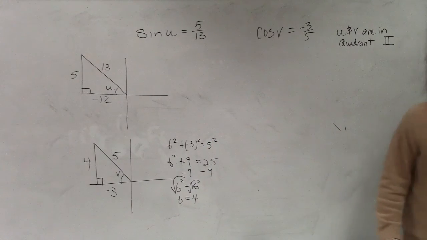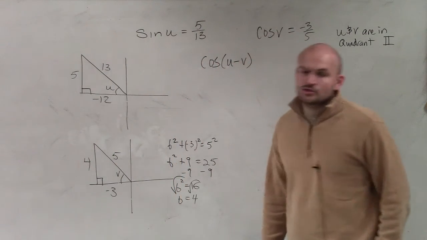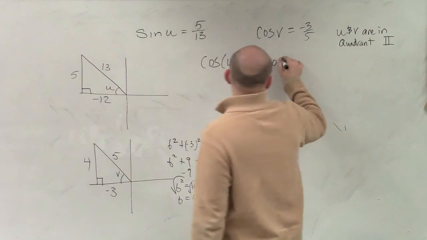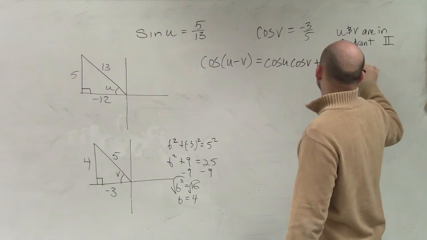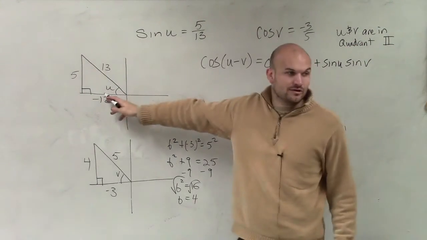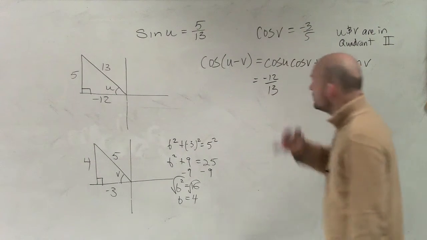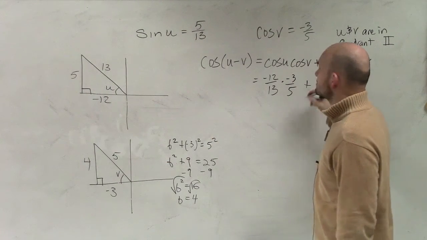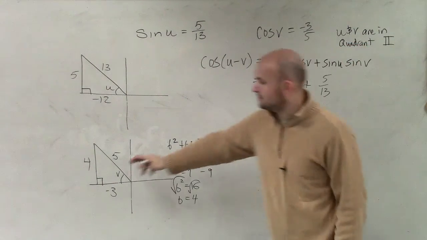All right? So now, what they're asking us to do, I'm sorry, I didn't even write down the problem, is the cosine of u minus v. So to do the cosine of u minus v, we obviously need to apply the formula. For cosine, it's cosine of u times cosine of v plus the sine of u times the sine of v. So now we just plug in what we have here. Cosine of u, here's my angle u, adjacent over hypotenuse. Cosine of v, negative 3 over 5. Plus sine of u, 5 over 13. Sine of v, 4 over 5.